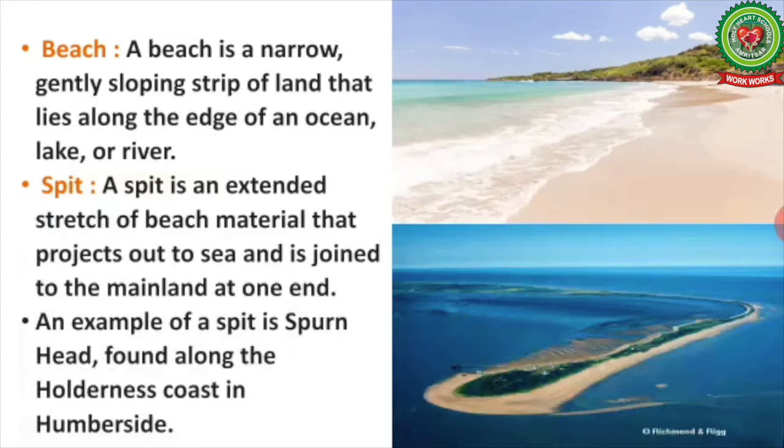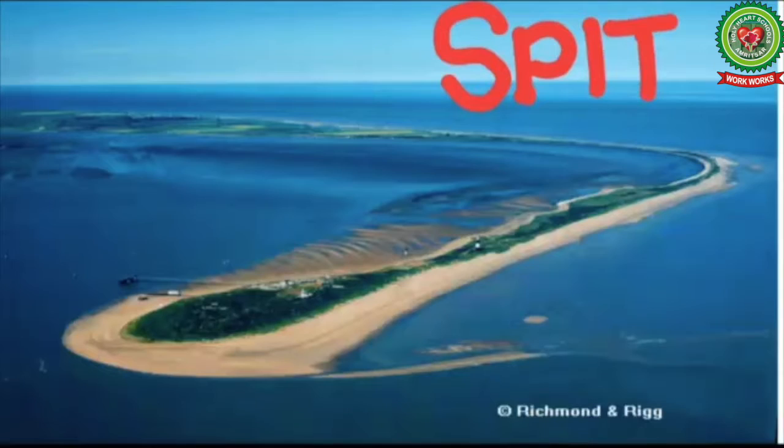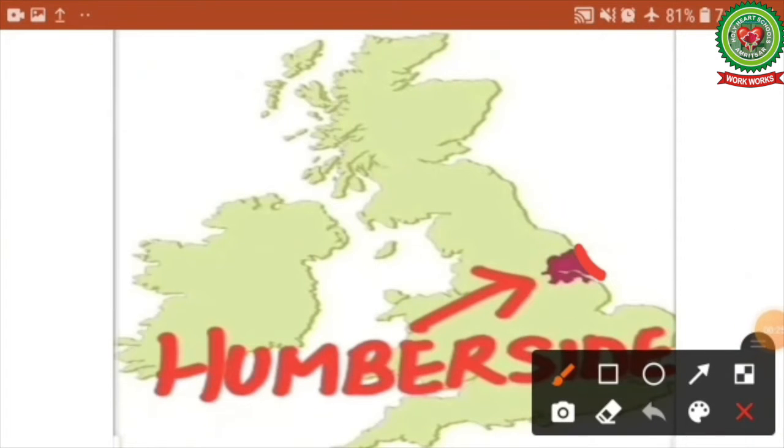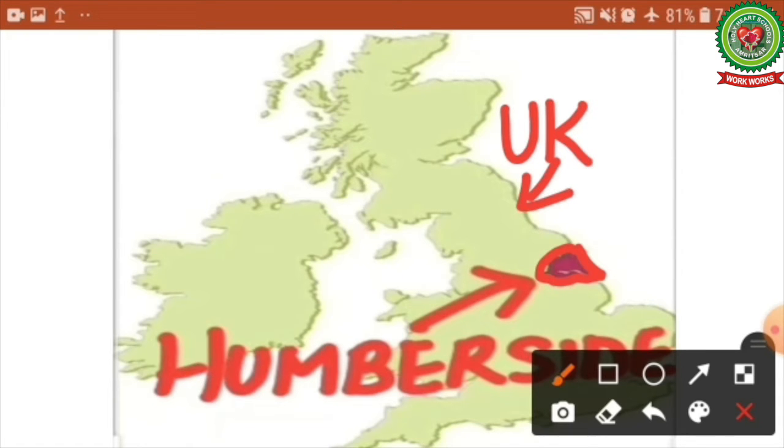Spit. A spit is an extended stretch of beach material that projects out to the sea and is joined to the mainland at one end. An example of a spit is Spurn Head, found along the Holderness coast in Humberside in the United Kingdom.